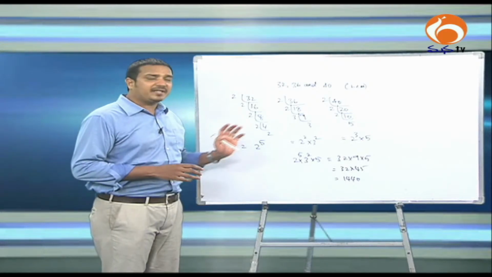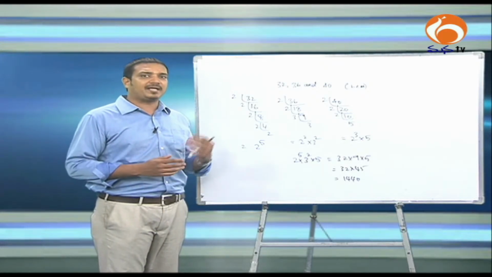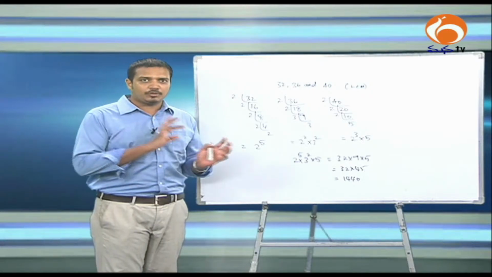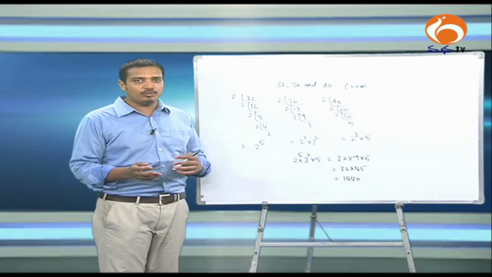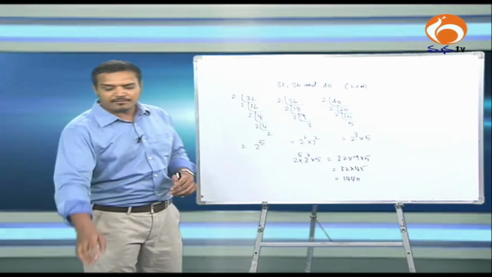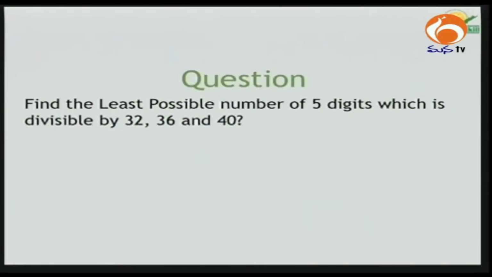Now see, this is a very easy question, but there's a reason why I'm asking you to solve it. This question is not really about these numbers, there are two more questions that continue from it, that's why I've given this question. Now let's see the continuation. Find the least possible number of 5 digits which is divisible by 32, 36 and 40. So what we checked just now is only an LCM, which is nothing but 1440. But in this particular question, they are talking about the least possible number of 5 digits, divisible by 32, 36 and 40.